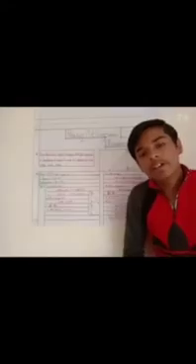The name of my topic is the Pythagoras theorem. The Pythagoras theorem states that the square of the hypotenuse is always equal to the sum of the squares of the other two sides. So, let's prove the Pythagoras theorem.